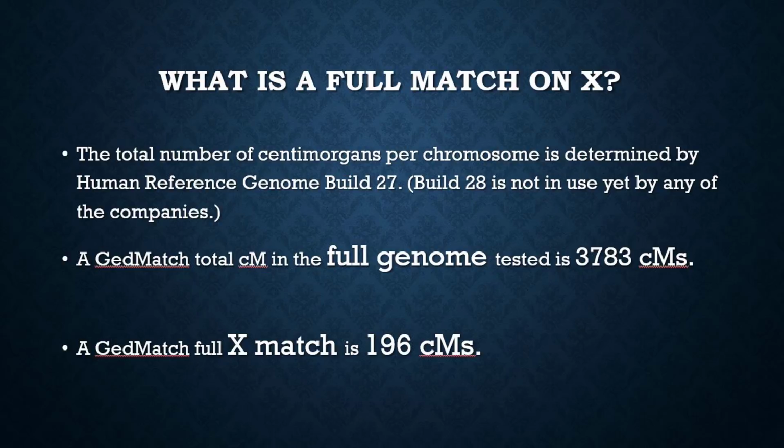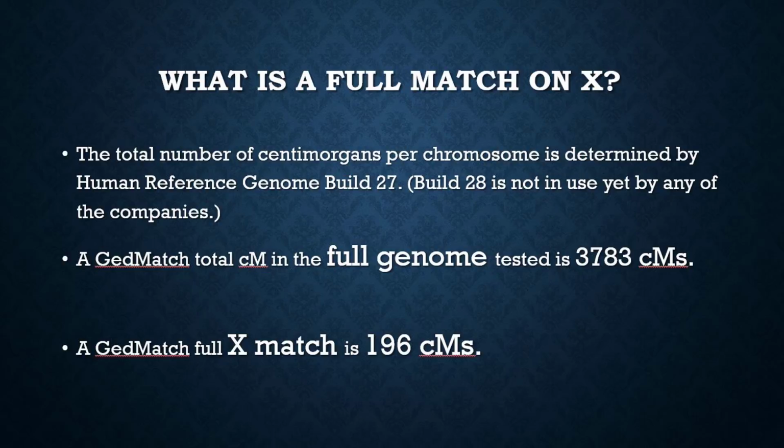So why is it important to know that? Well, when you look at your results and you look in that X column on GEDMATCH, you're going to want to be able to decide if it's a close match or not. So what are the parameters? It can be a 0, no match, and it can go up to 196, full match. And it doesn't matter which test you're using when you upload to GEDMATCH.